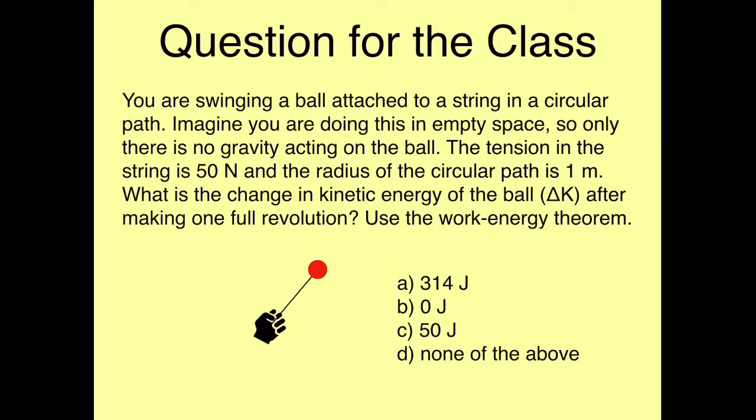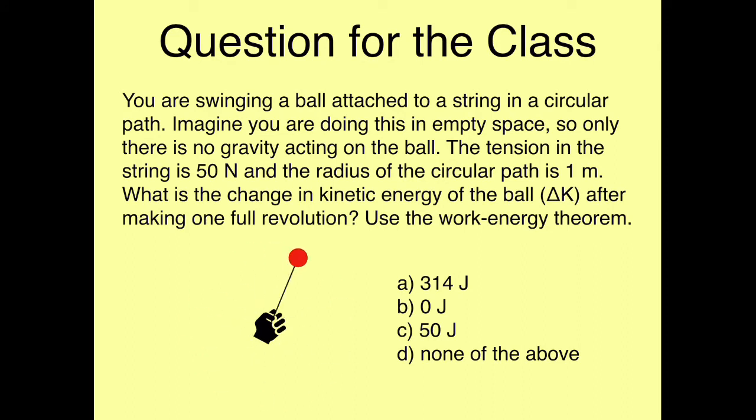Okay, here's a conceptual question for you. Let's say that you're swinging a ball attached to a string in a circular path. And let's imagine that you're doing this in completely empty space so that there's no gravity acting on the ball. The tension in the string is 50 newtons, and the radius of that circular path is 1 meter. The question is, what is the change in kinetic energy of the ball, that's delta K, after it makes one full revolution? So this is the motion that you should be imagining.